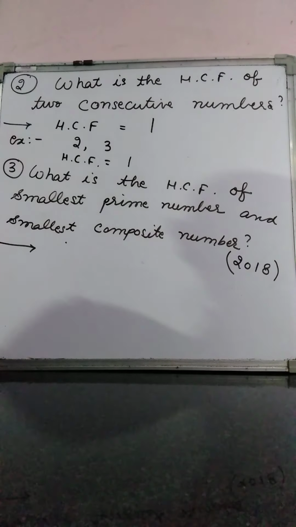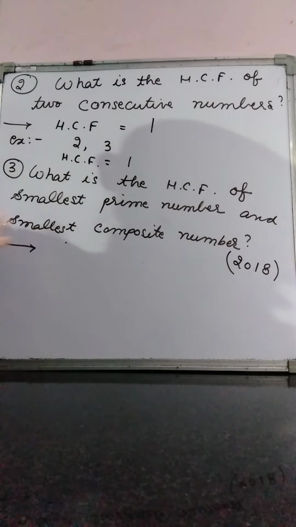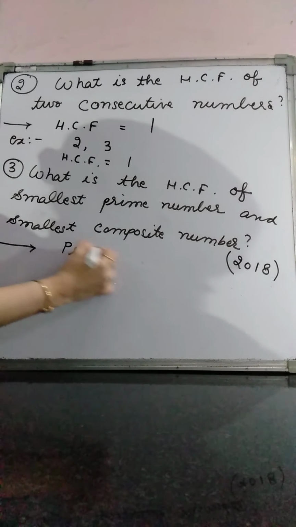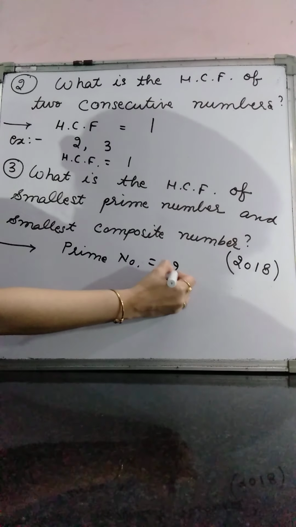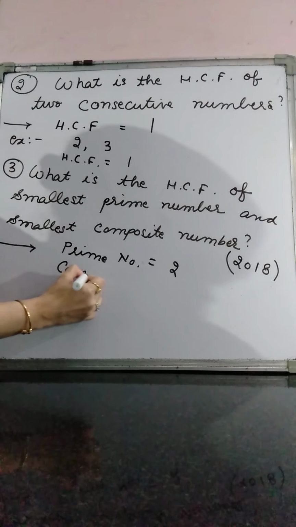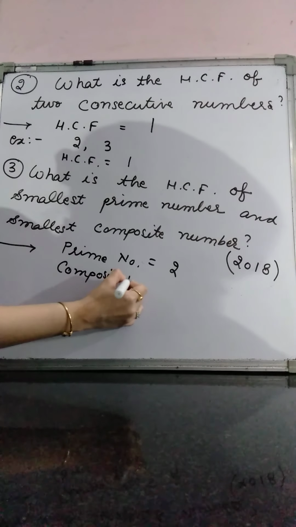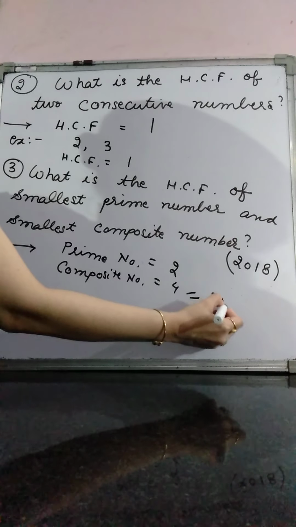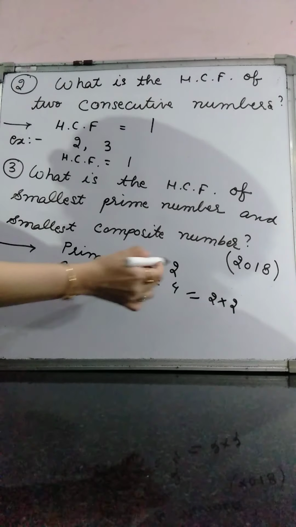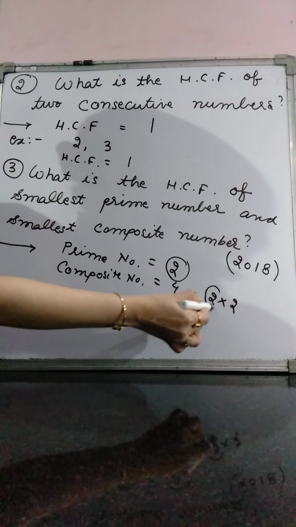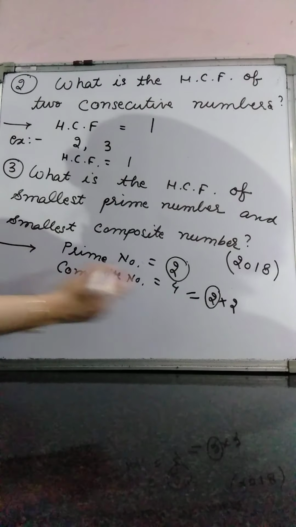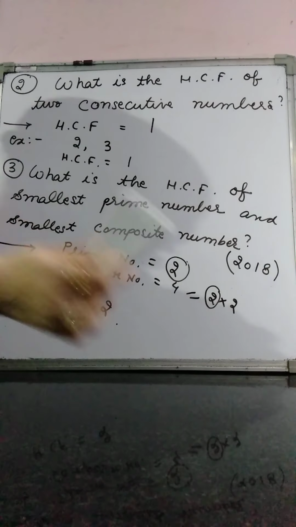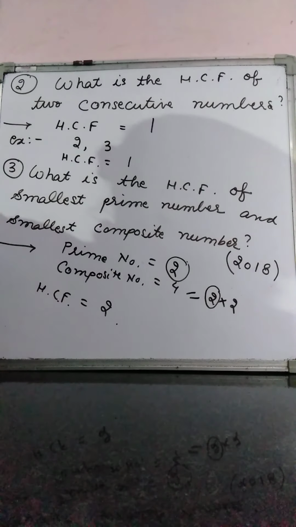Third question, what is the HCF of the smallest prime number and the smallest composite number? The smallest prime number is 2. The smallest composite number is 4. You can write 4 as 2 into 2. Since there is one common factor 2 between 2 and 4, the HCF is 2. This question came in 2018 for 1 mark.